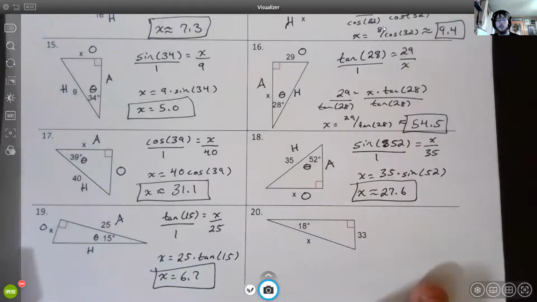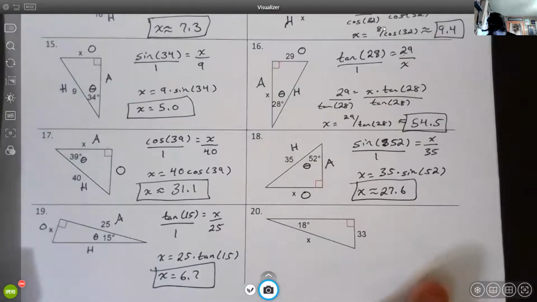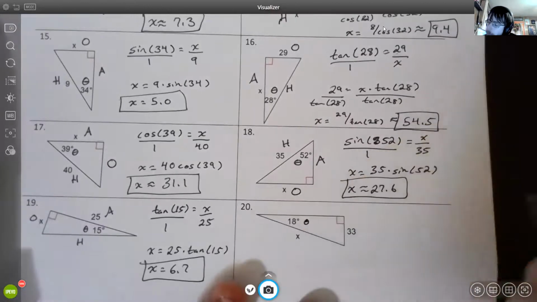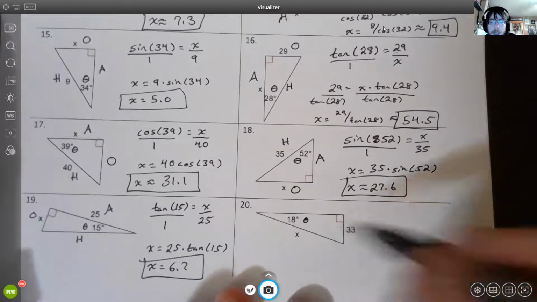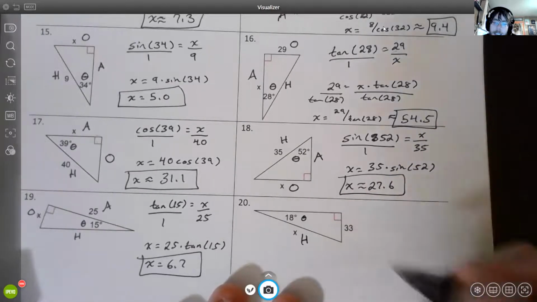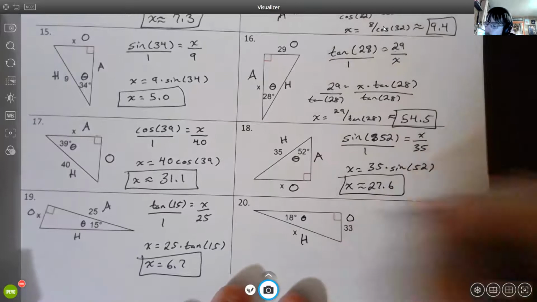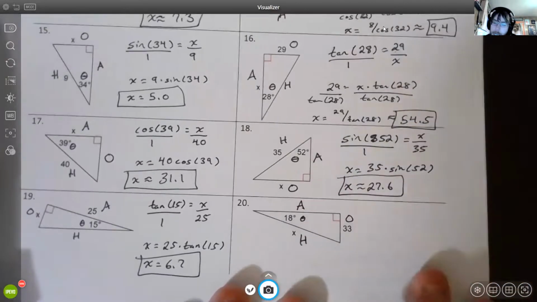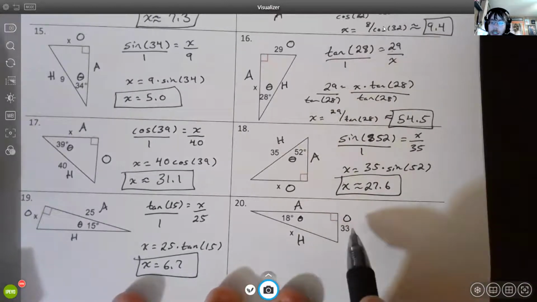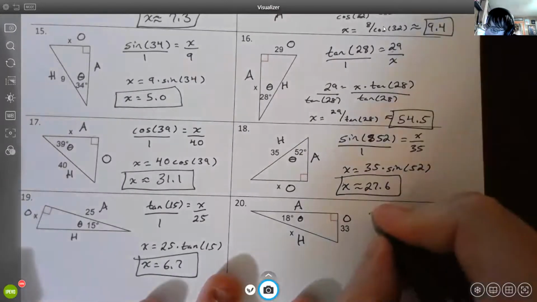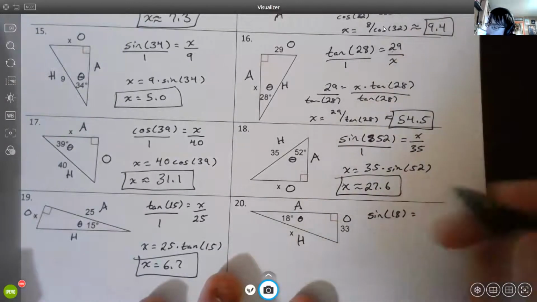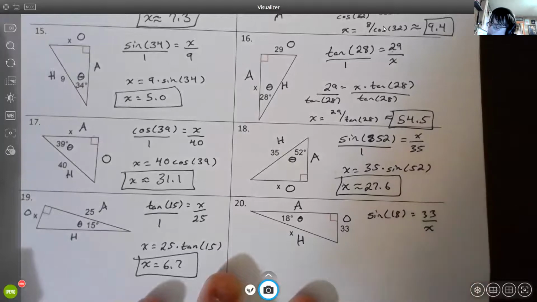Then finally, number 20, we have theta being 18. Our hypotenuse is opposite the right angle, so that would be x. 33 is not touching theta, so that's our opposite side, which leaves our blank side to be A. So we want to find h, and we have O, so sine of 18 is equal to O over h, which is 33 over x.